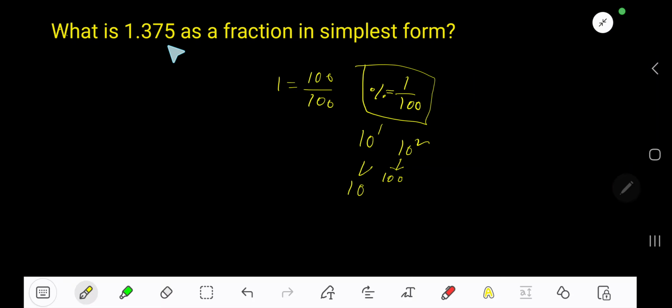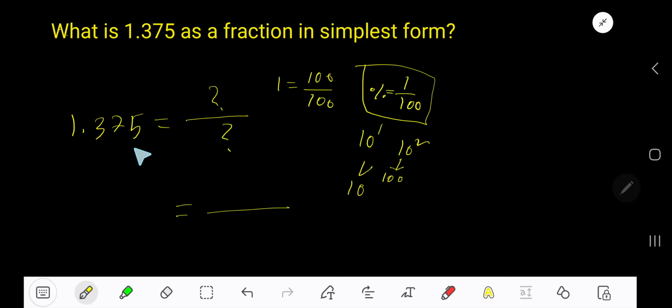What is 1.375 as a fraction in simplest form? Write the problem. To convert this to a fraction, we need a numerator and a denominator. For the numerator, just keep the decimal and write the number you are getting. So you are getting this number. For the denominator, for every digit after the decimal, you have to consider 10 as a multiplication.